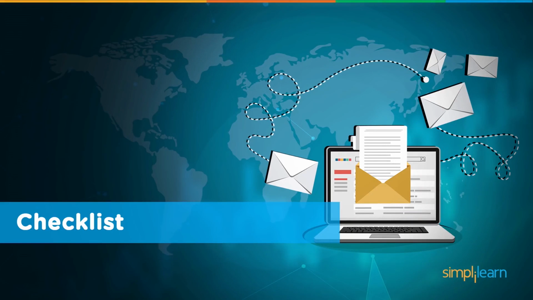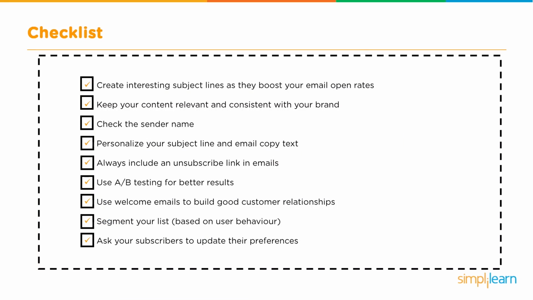Okay, so let's go over the checklist again for email marketing. Good reminders on the checklist. This is a checklist, and you want to make sure all boxes are checked. You want to create interesting subject lines as they boost your open rates. The direct correlation with open rates is the subject line. You want to keep your content relevant and consistent with your brand. You want to check the sender name, making sure not only is it personalized, but the name aligns with the email address.